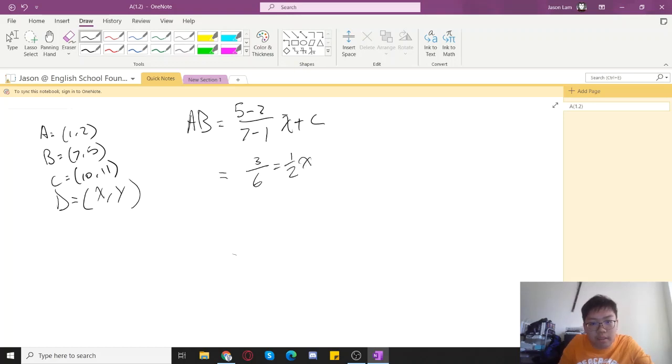1 over 2x plus c. We don't really care about this part. We only want this part. So that's the first part. For the second one, let's use another line. Let's say we have BD. So we want the gradient of BD, so the gradient opposite to that, or parallel, we don't know, is AC.